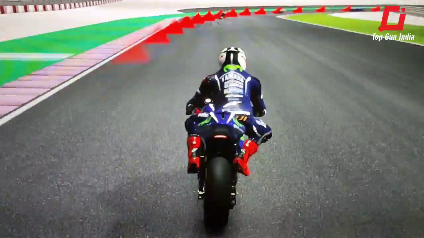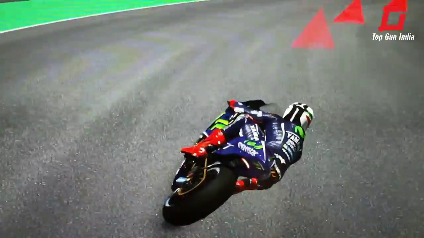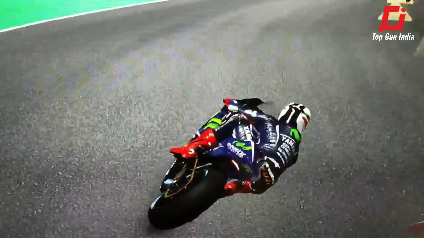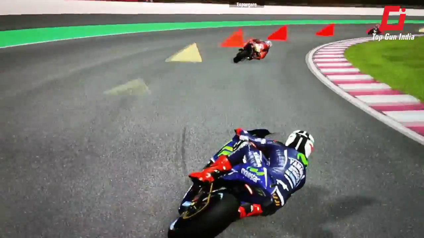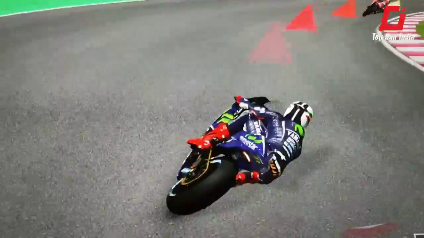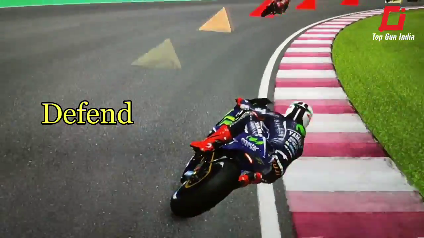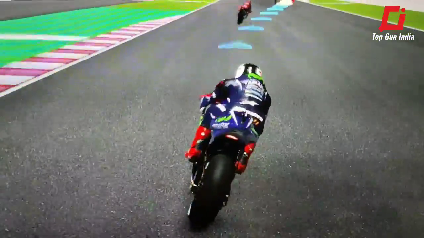Now you have to remember that there will be a corner that is approaching. It could be left or right hand, and you have to defend that corner. You cannot allow the rider that you overtook to go past you again. So defend your line, let him be at the back, take that corner, and then keep going in the front. So this is a strategy.